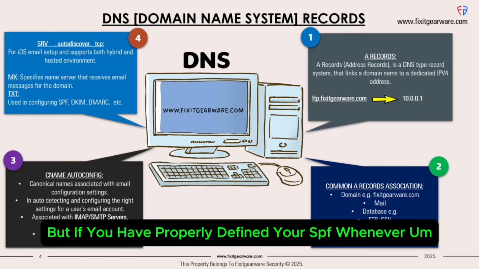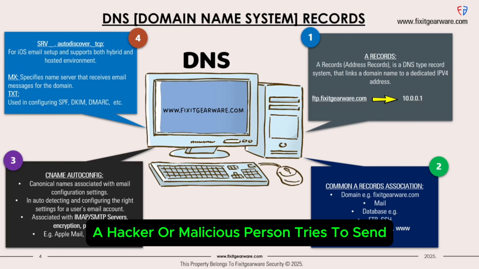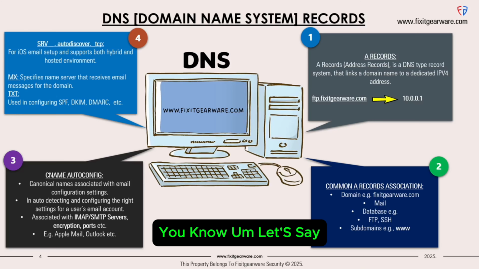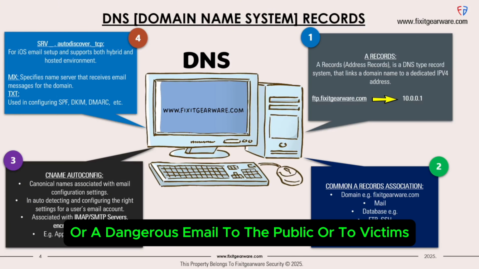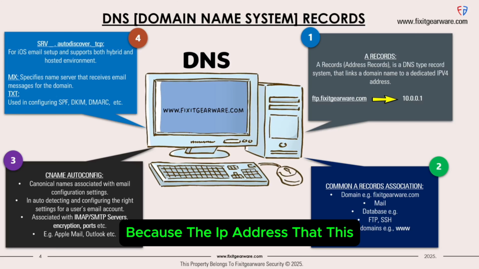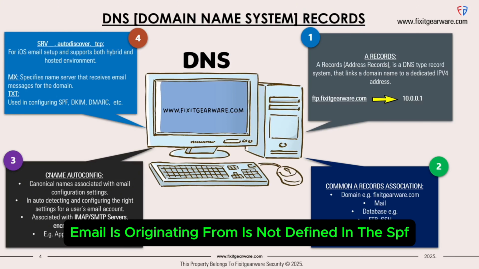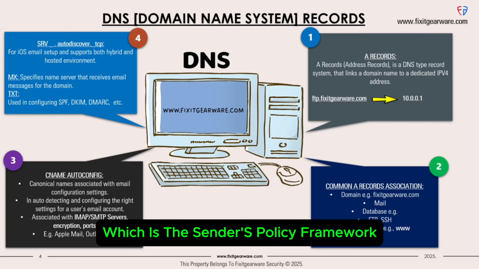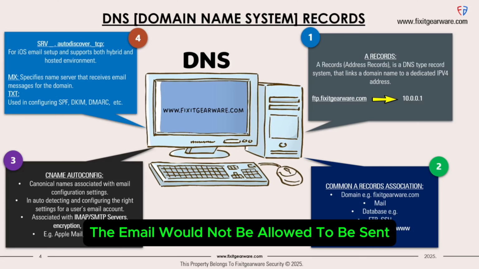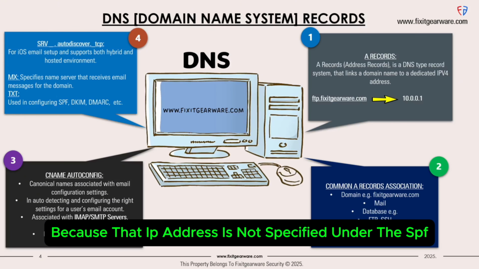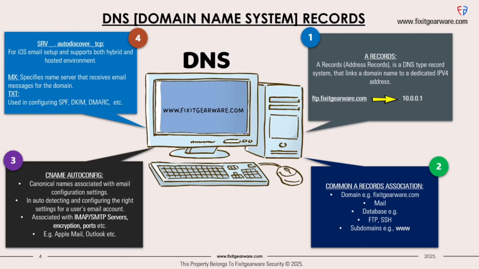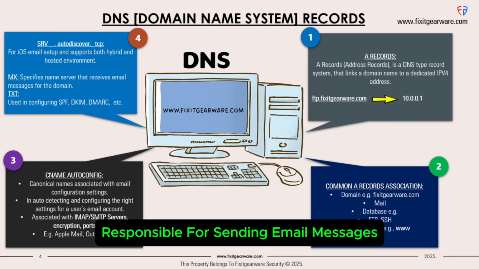But if you have properly defined your SPF, whenever a hacker or malicious person tries to send, let's say, a nefarious or dangerous email to the public or to victims, because the IP address that this email is originating from is not defined in the SPF, the email would not be allowed to be sent. So the email would not go because that IP address is not specified under the SPF as responsible for sending email messages.